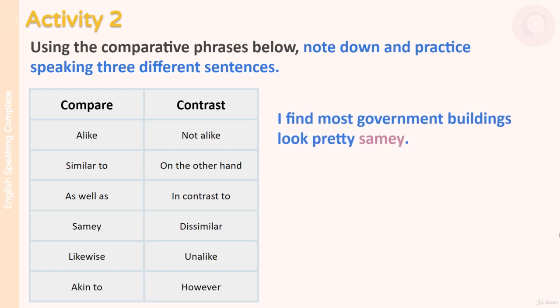I find most government buildings look pretty samey. And another collocation there, pretty samey. Very native sounding. I find most government buildings look pretty samey. They are quite alike.